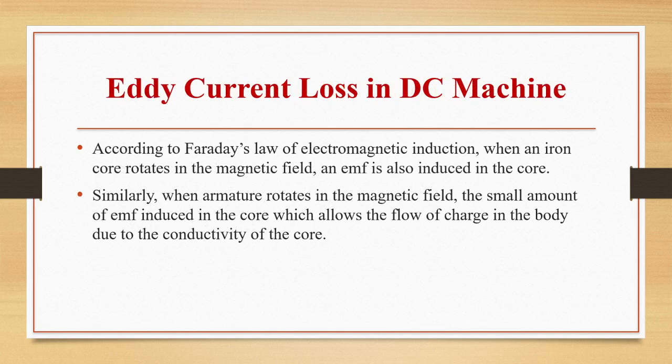According to Faraday's law of electromagnetic induction, when an iron core rotates in the magnetic field, EMF is induced in the core. Our entire electrical machines are based on Faraday's law of electromagnetic induction. So whenever an iron core rotates in the magnetic field, EMF will be induced in it. Similarly, when the armature rotates in the magnetic field, a small amount of EMF is induced in the core, which allows the flow of charge in the body due to the conductivity of the core.